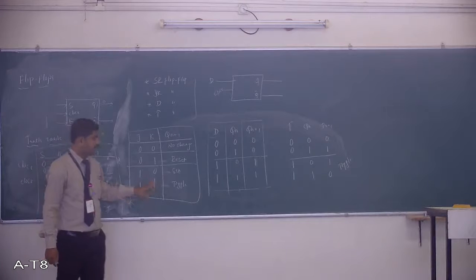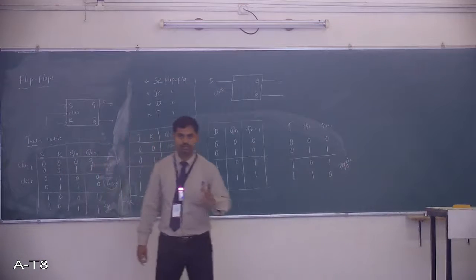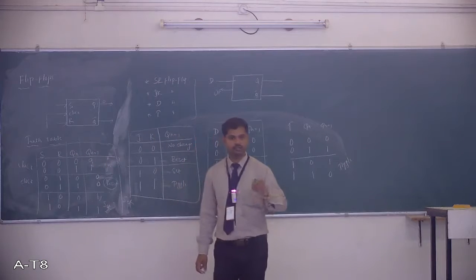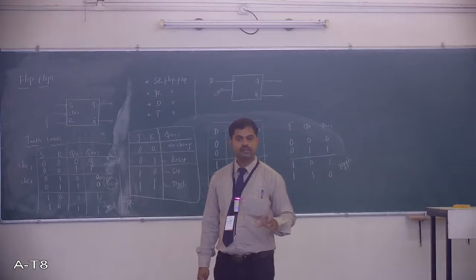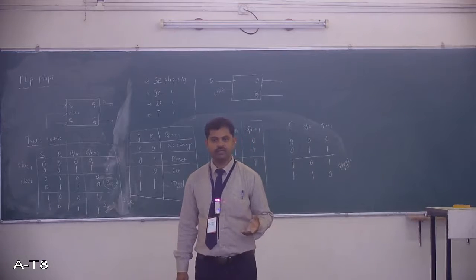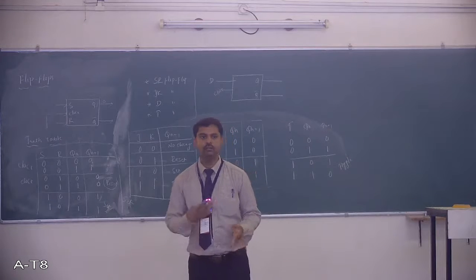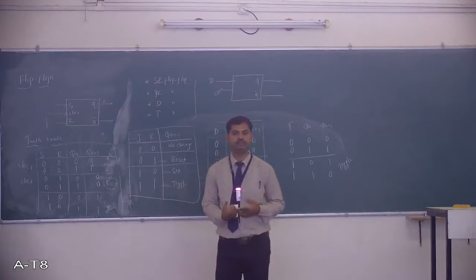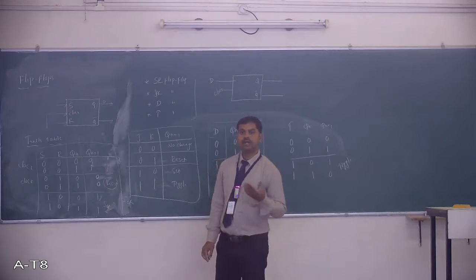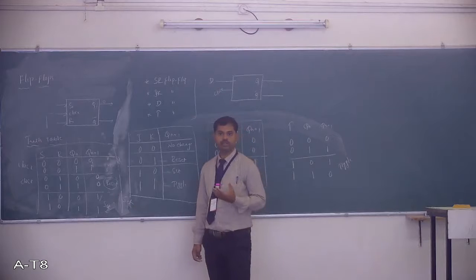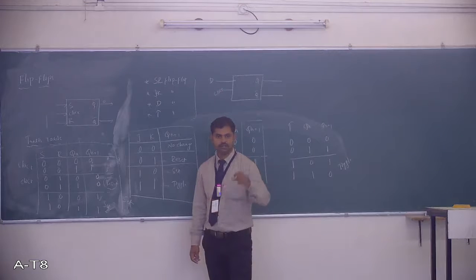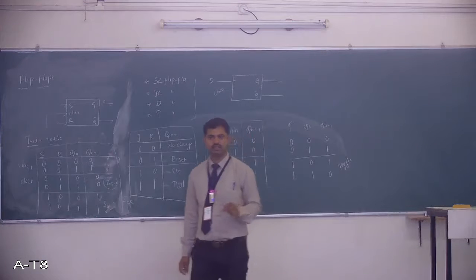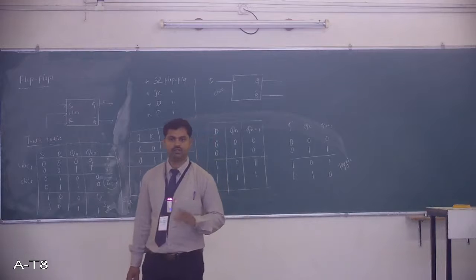When J is 1, K is 1. The fourth state in SR flip-flop is actually not defined, and I said it is not useful. But that state I am effectively using in JK. So I can now predict what will be the output in case of JK. That's what inside circuitry of SR and JK it is different. They are not exactly the same.